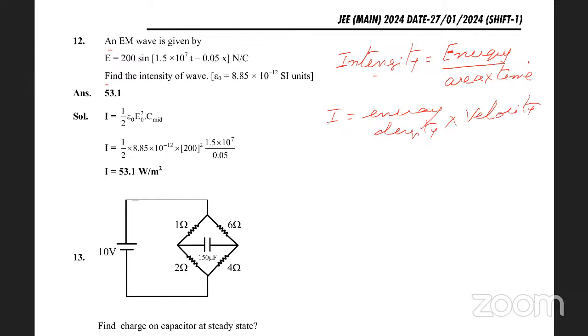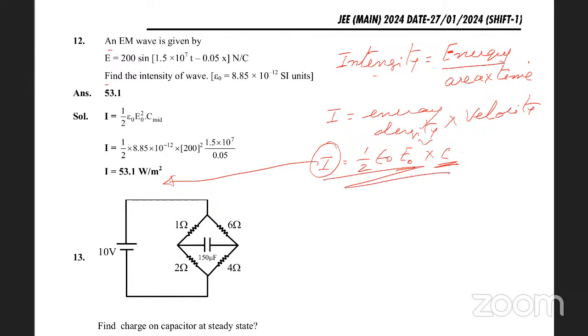But in the case of an electromagnetic wave, intensity I is equal to the energy density, half epsilon naught E naught square, into C. Since the velocity of light and the electric field are known, we can find the intensity. Basically, the product of energy density and velocity of the wave will give the intensity of the wave. The question is based on this concept.